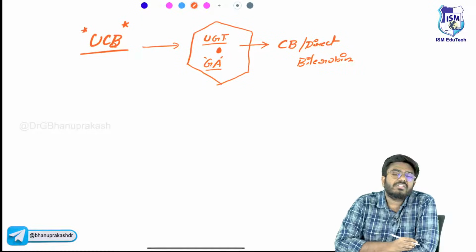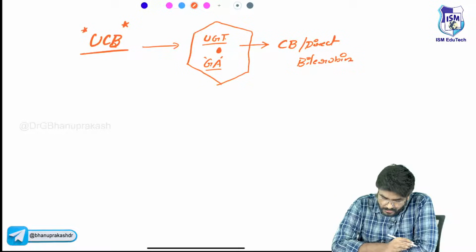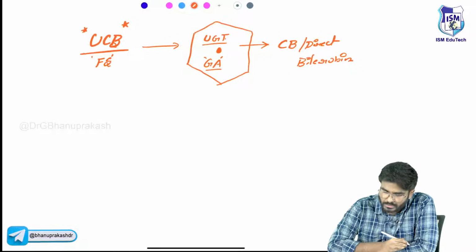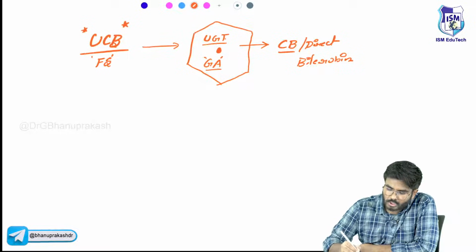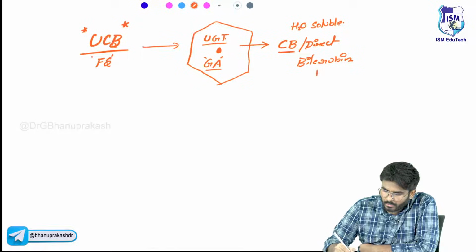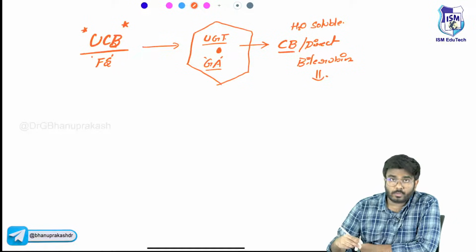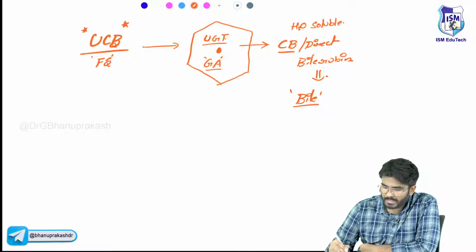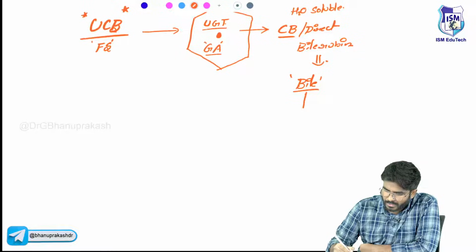So what is the function of the liver here? The function of the liver is to convert this fat soluble molecule, unconjugated bilirubin, into a water soluble molecule. This conjugated bilirubin is water soluble. Now where is it going to be excreted? This conjugated bilirubin is going to go into the bile. From the bile, where will it go? From the bile, it is going to go into the duodenum.